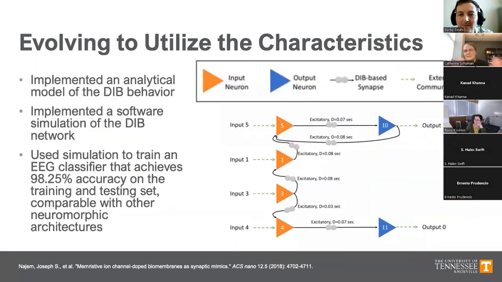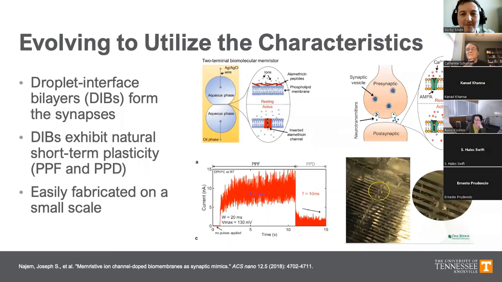We did this exact same procedure. We worked with them to implement an analytical model of the DIB behavior and then created a software simulation of a DIB network. And then we used EONS to train a network with these as the synapses and solid state leaky integrate-and-fire neurons as the neurons. And we found that, yeah, 100%, these can behave as synapses. Now, I'm going to note, these don't have memory. You can't store weight on these.